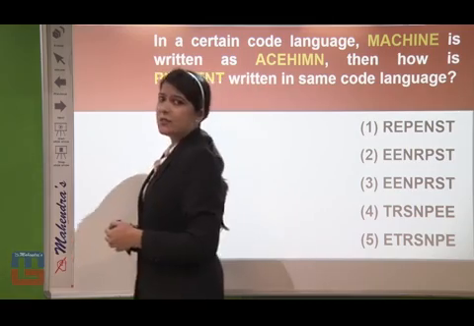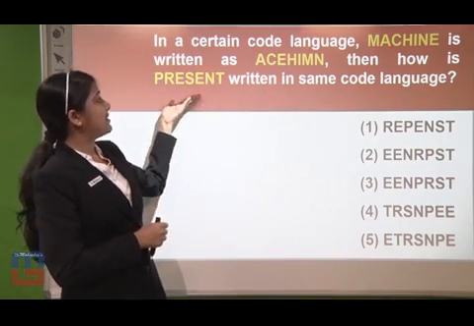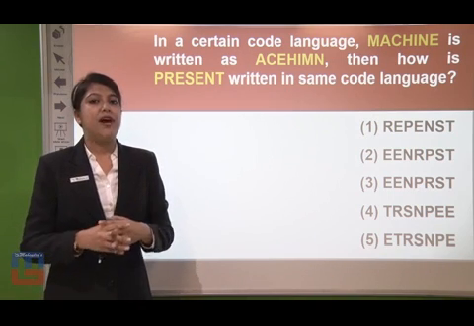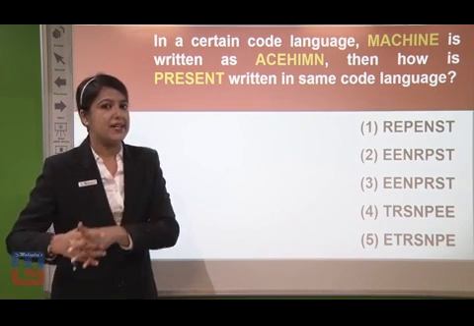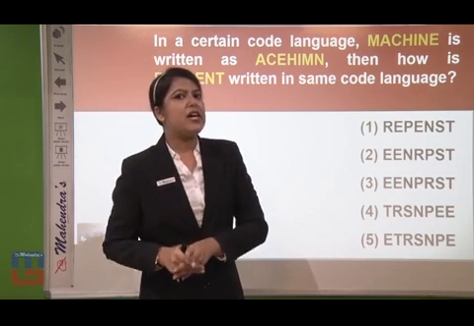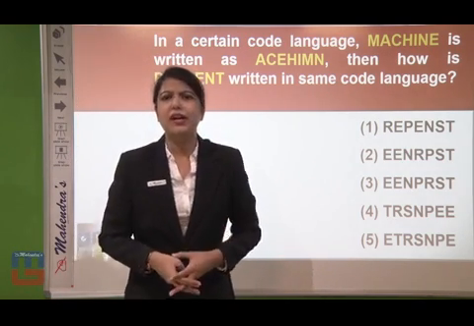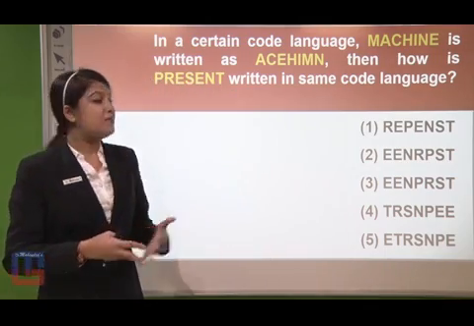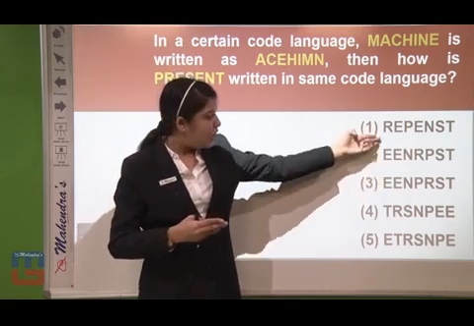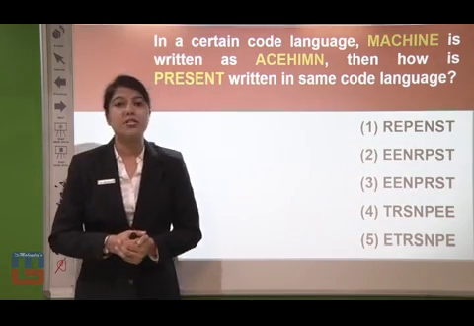Coming to the next part, we have to find the code for PRESENT in the same code language. For that again we have to find the smallest letter in the word PRESENT, and the smallest letter is E. Now E appears 2 times, nothing to worry about. If E is 2 times, we will find the option where E is present 2 times. And again, 2 options: option number 2 and option number 3.